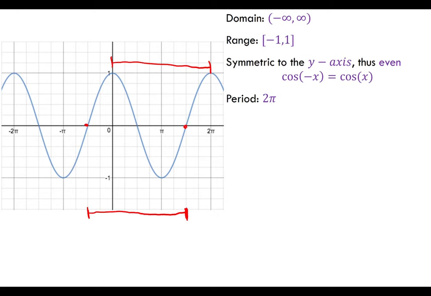Now, maybe it's worth mentioning that if you notice, this section sure does look an awful lot like sine. And so this will come up again, but we'll deal with that later.